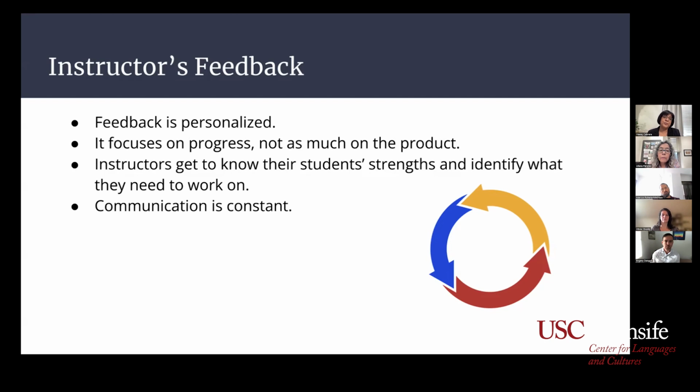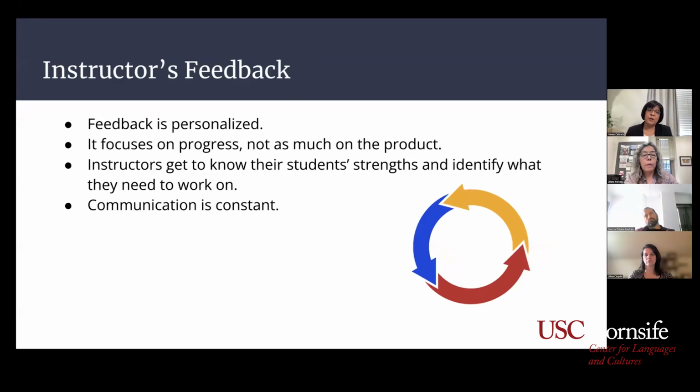Overall, the goal was to personalize the feedback, to focus on progress, not so much on the product. And as an instructor, I got to know my students' strengths and identify what they needed to work on. Not everyone needed to work on the same thing. Again, although this was a course for heritage speakers, there were different levels within the single course. And by providing feedback, communication was constant. And that's what I wanted to visually convey with this circle with the arrows. I would provide feedback, and for example, with the participation, I would talk to them, have a dialogue with them when the next time the participation came up.